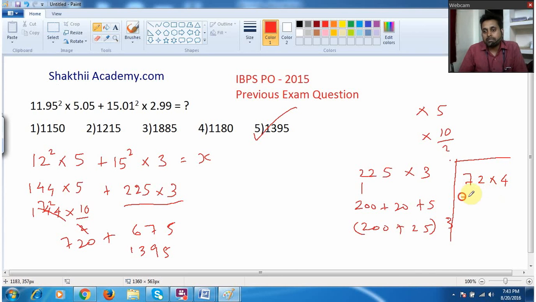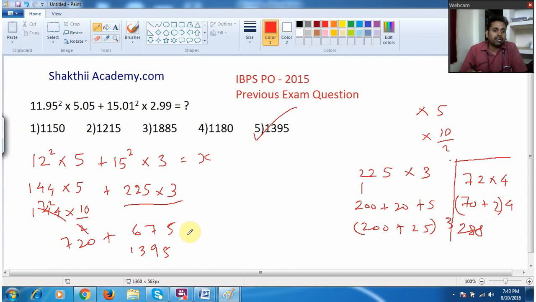This number I can split as 70 plus 2. So then I can multiply 72 into 4 very conveniently. 70 into 4, what do you get? 280. 2 into 4, what do you get? 8. So 280 plus 8, what do you get? 288. So this I can do mentally. It is not required every time that I use paper and pen. So similarly, you can calculate this part.